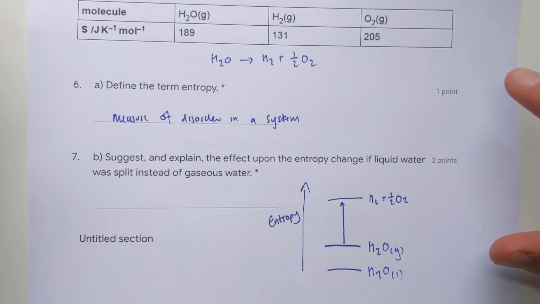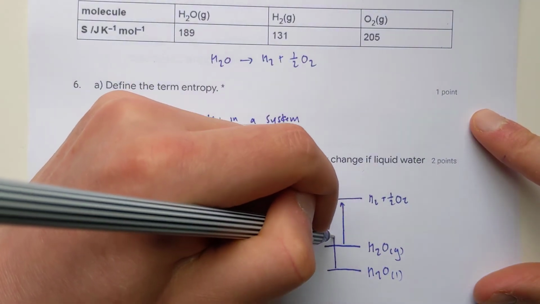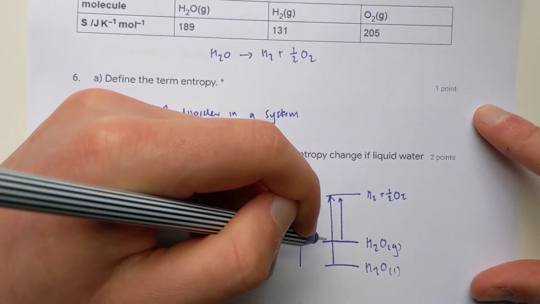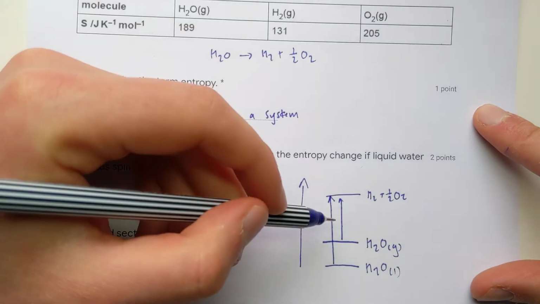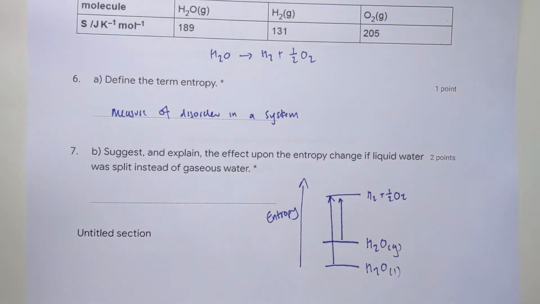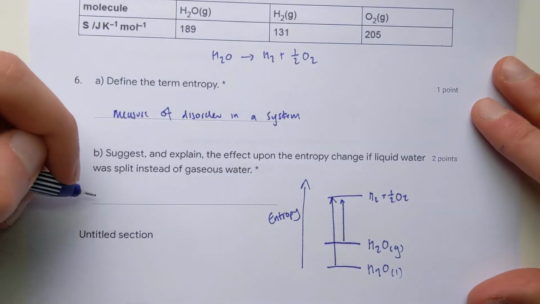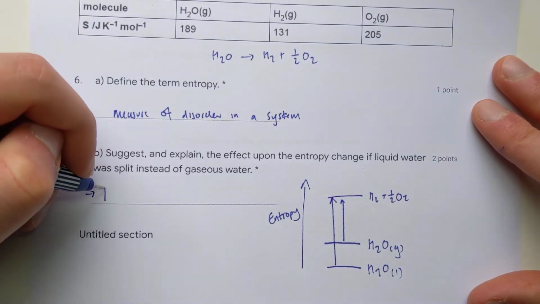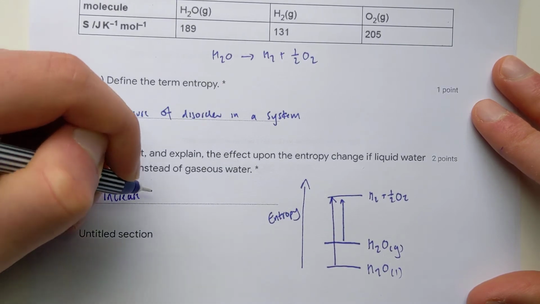But if I'm doing the same change, splitting it up into gaseous hydrogen and gaseous oxygen, it's still going to end up at the same finishing point. So I'm starting from a lower starting point, but ending at the same finishing point. Therefore, the overall increase in entropy will be much, much bigger. So that's what the question was about. It's worth 2 marks. First part was just getting the correct increase or decrease. So it's going to increase the entropy change.